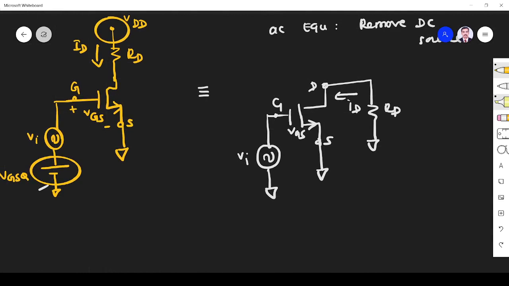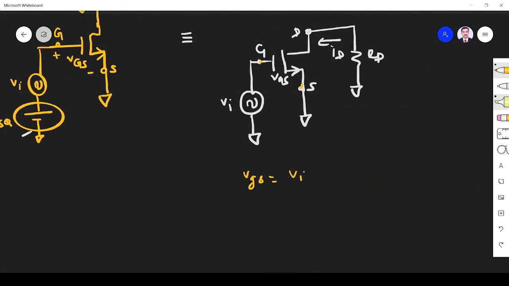Okay, so we know that here VGS is Vi. Here the input is Vi. So these are all the parameters we have now. VGS is nothing but this voltage. That is the first thing we have to remember. Next, what is ID? We know already, the drain current in terms of gate to source voltage.